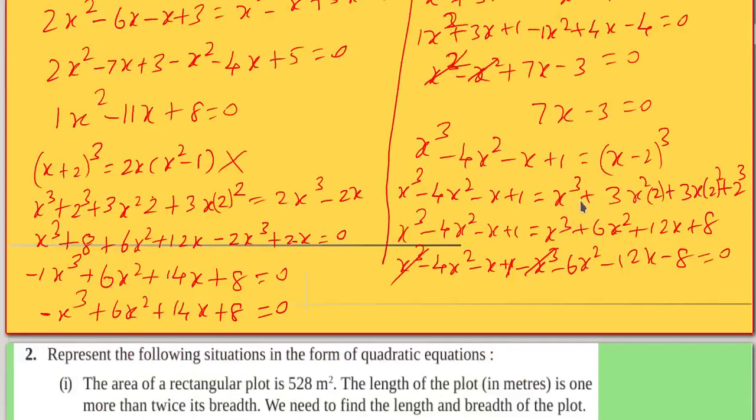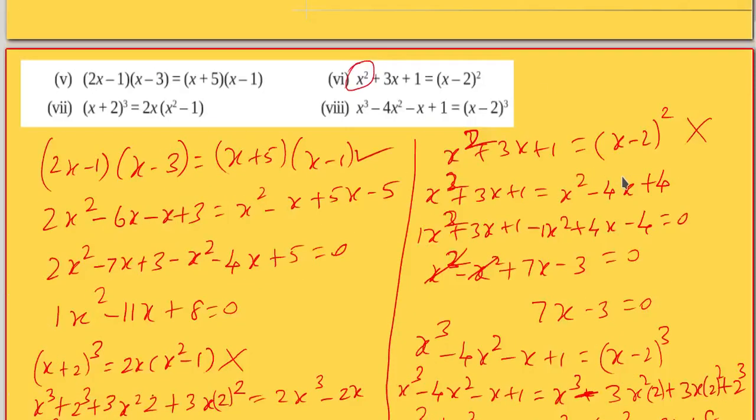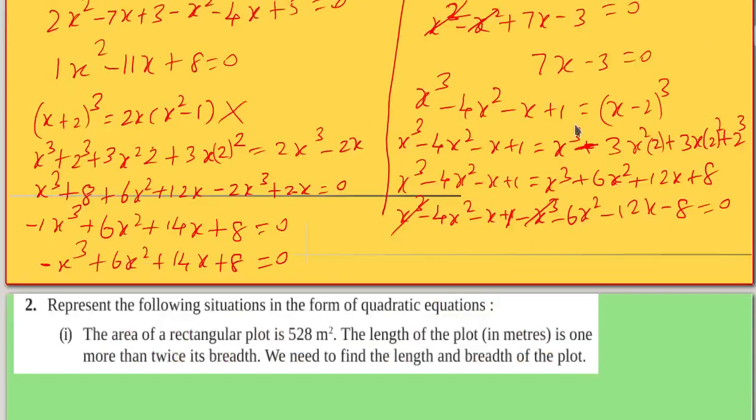In the formula it is having a negative sign, no? So one will get a negative sign, another will get a positive sign, in a minus b the whole cube. Positive, negative, positive and negative, like that it will go. So minus 4x square plus 6x square becomes 2x square. Next x term, minus x minus 12x becomes minus 13x. And plus 1 plus 8 becomes plus 9 equal to 0.